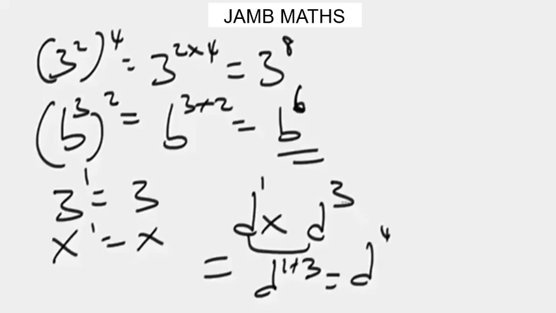Now let's look at the fifth rule now. The fifth rule states that any number raised to the power 0 is 1. For instance, when you have 5 to the power 0 is 1. X to the power 0 will still give you 1. This is basically what this rule is explaining.